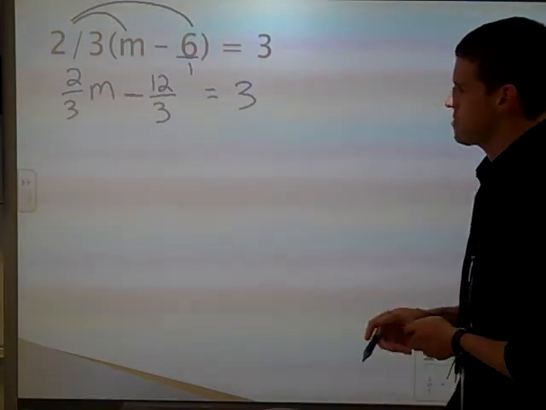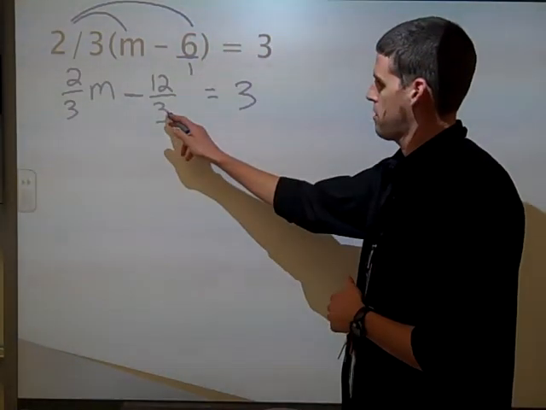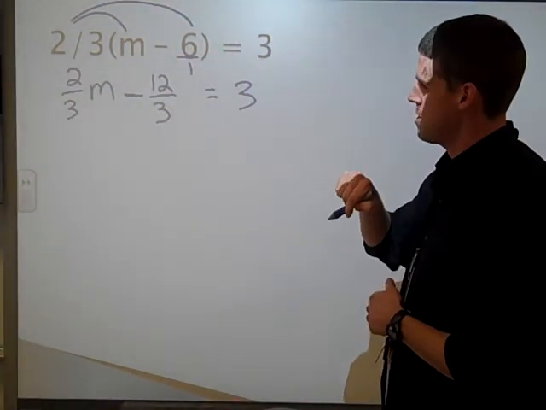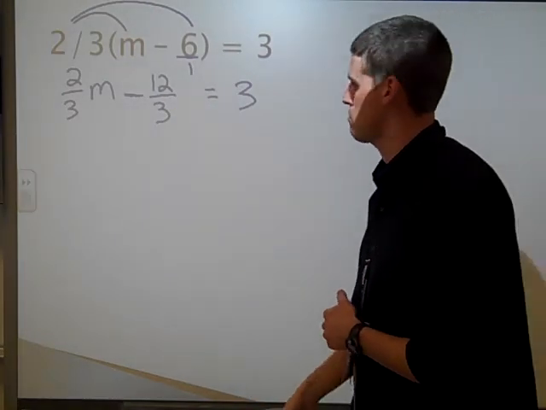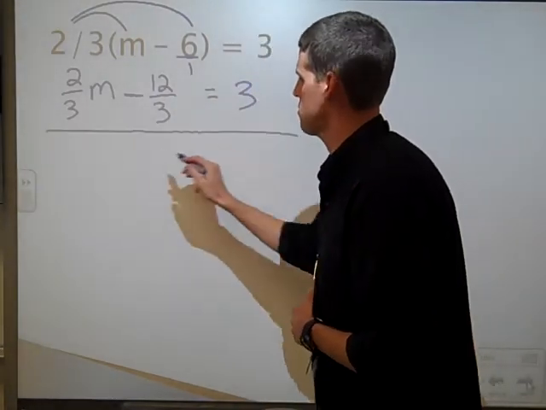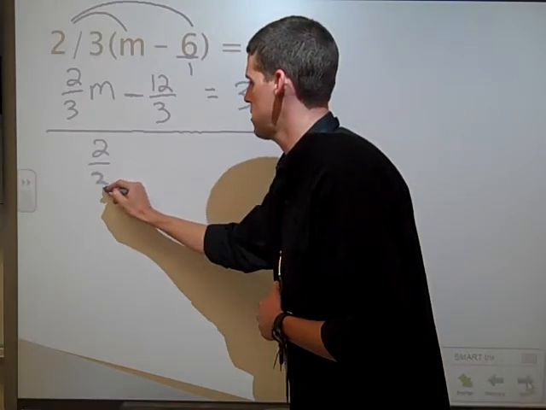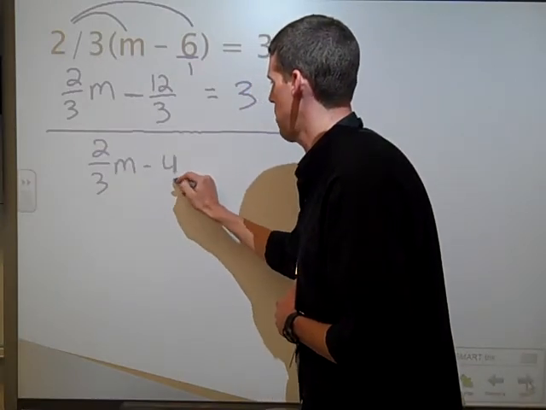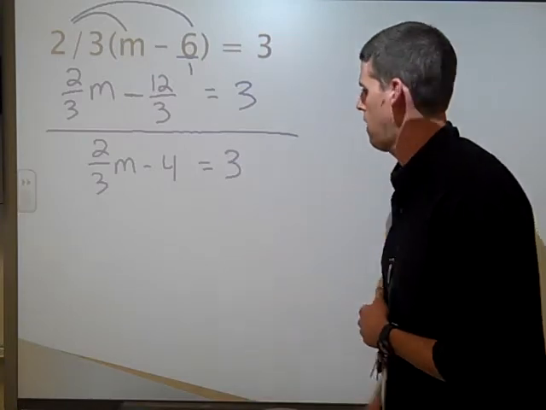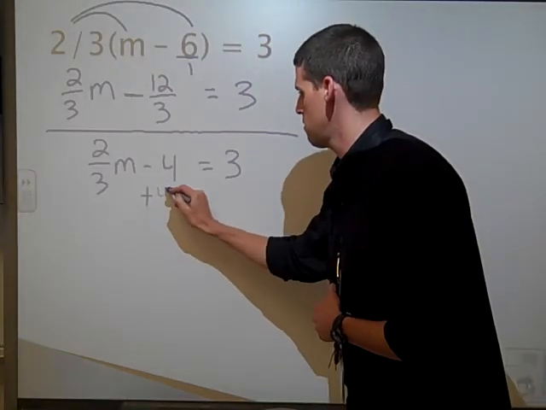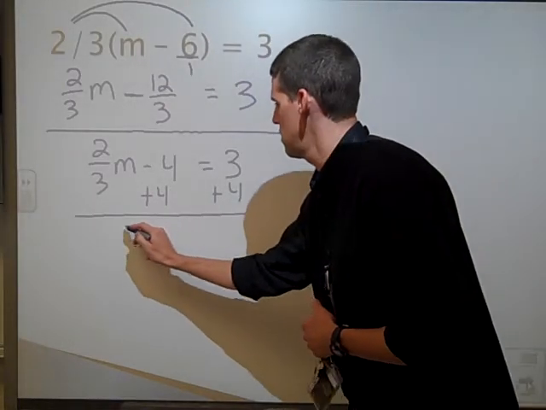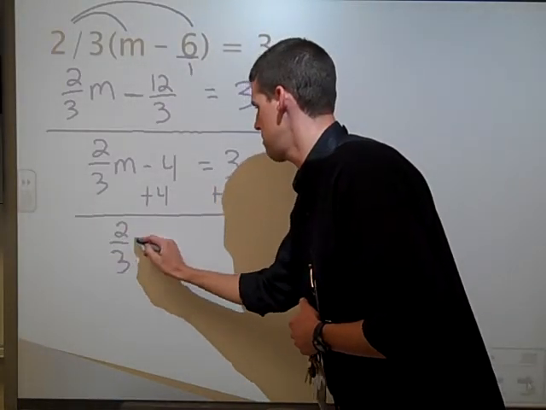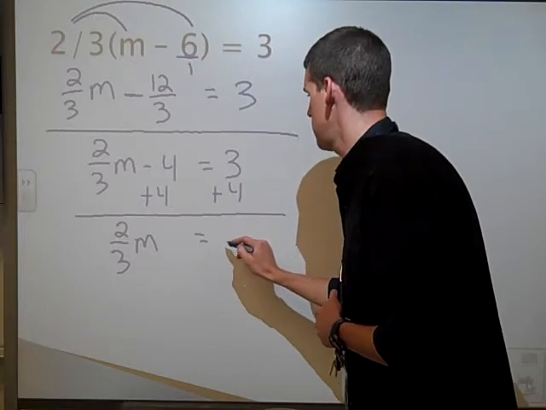Now for this one you can also see that we can simplify our 12/3 to make it a whole number, because 3 goes into 12 exactly 4 times. So let's do that first. We now have 2/3 m minus 4 equals 3. I'm going to do plus 4. We get 2/3 m is equal to 7.